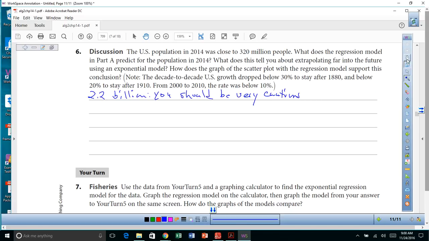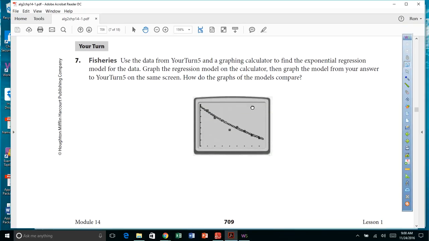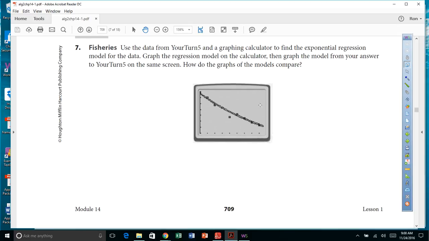So number 7, fisheries. Use the data from your turn 5 and a graphing calculator to find an exponential regression model for the data. Graph the regression model on the calculator, then graph the model from your answer to your turn 5 in the same screen. How did the graphs of the models compare?